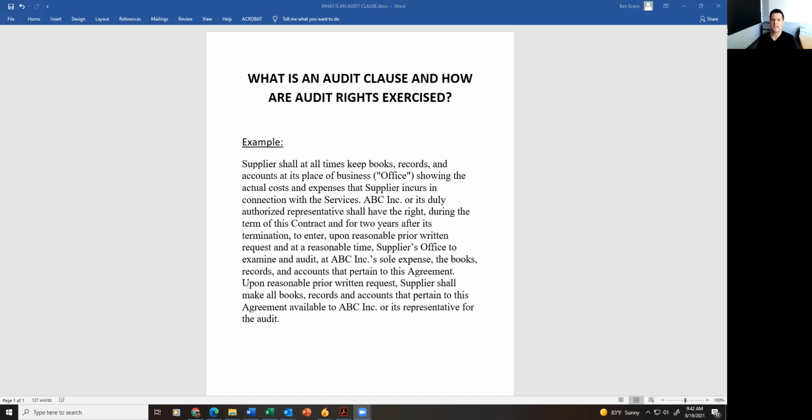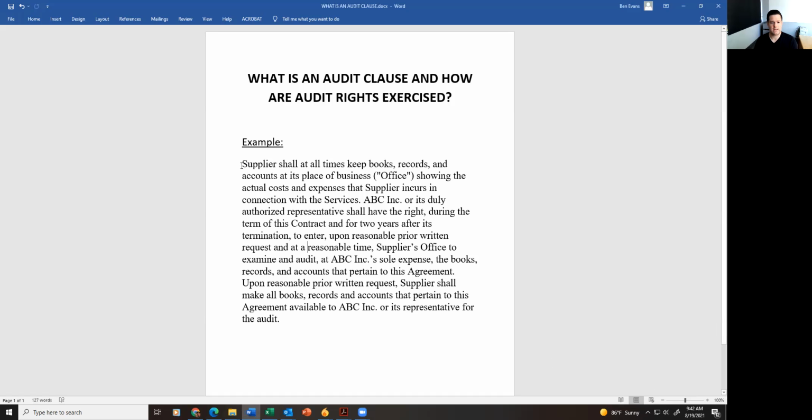The example we're walking through today is kind of a middle of the road audit clause, not very specific, but not overly vague. I think it's a good audit clause, and we'll walk through it sentence by sentence and talk about what the different provisions are saying. So with that, let's jump on in.